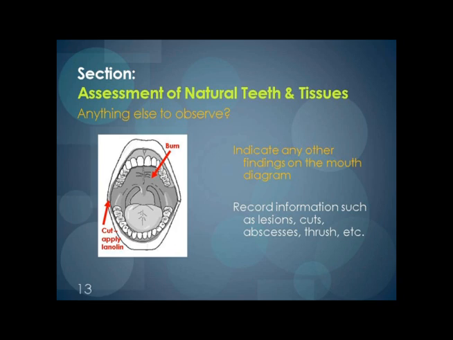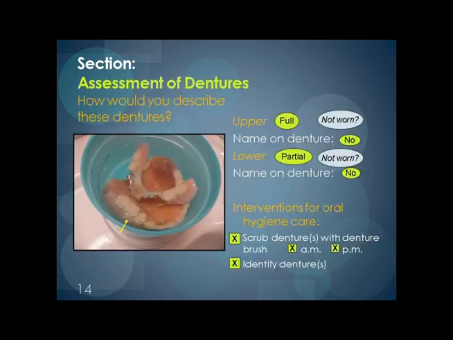Recording these types of findings will assist daily care providers in monitoring the condition to ensure healing takes place in a timely manner. In this example, the assessor would note under Assessment of Dentures that there is a full upper and a partial lower. When dentures are found sitting in a cup during the day, the assessor should always check with the resident and the caregivers to find out if they are not worn and for what reason.